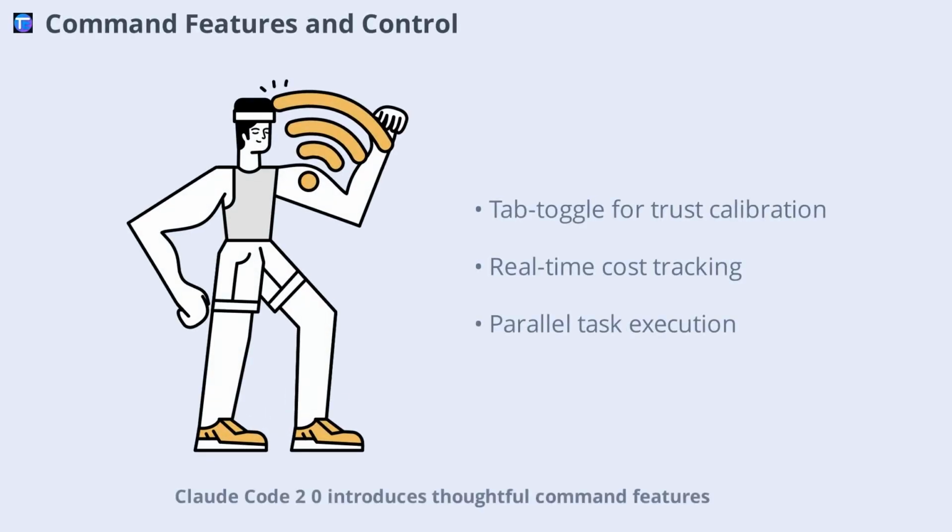Claude Code 2 introduces thoughtful command features for developers who prefer keyboard-driven workflows. The tab toggle lets you switch between fast execution and step-by-step reasoning, helping calibrate trust in AI suggestions. The slash usage command gives real-time insight into token consumption and costs, while the agents flag enables parallel task execution. These features reveal a design philosophy focused on giving engineers control, not just automation. The balance between autonomy and oversight is key to safe adoption.